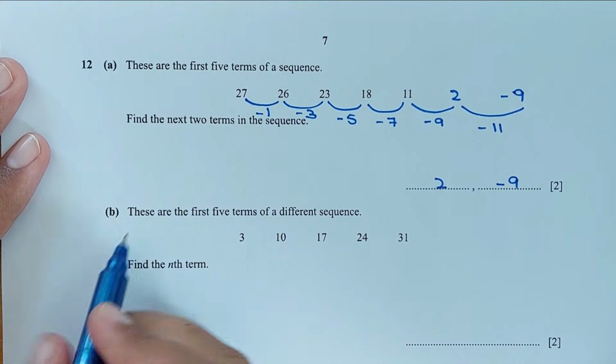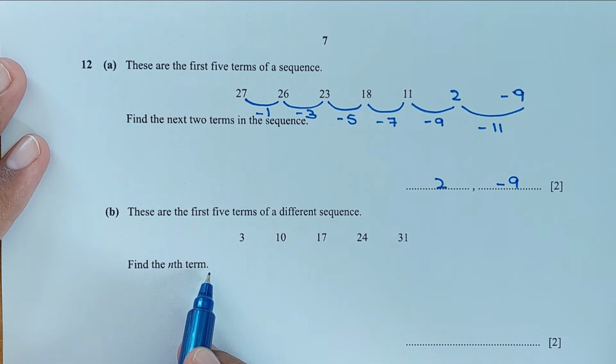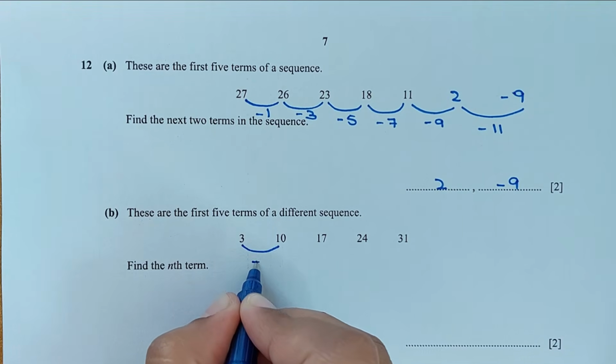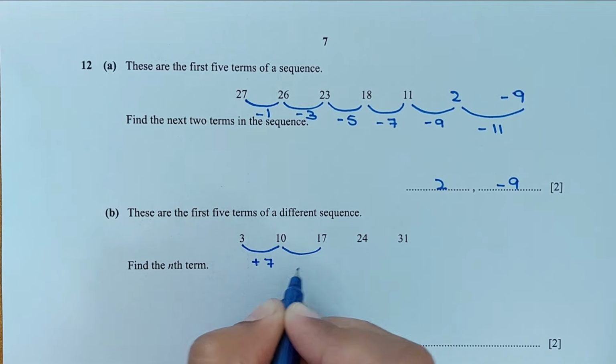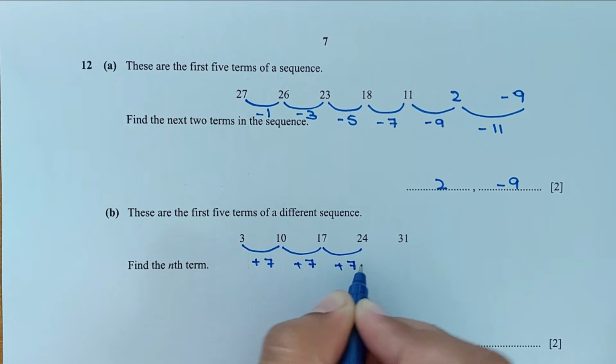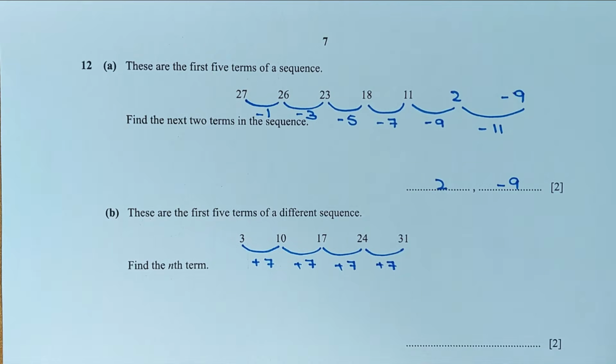All right. Part B, these are the first 5 terms of a different sequence. Find the nth term. Find out the difference between the terms. 3 plus 7 makes 10. 10 plus 7 is 17. 17 plus 7 is 24. 24 plus 7 is 31, right? So we are adding 7 each time.